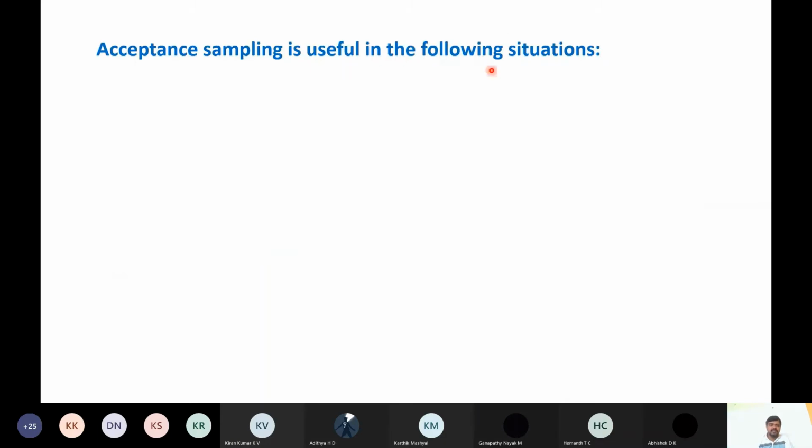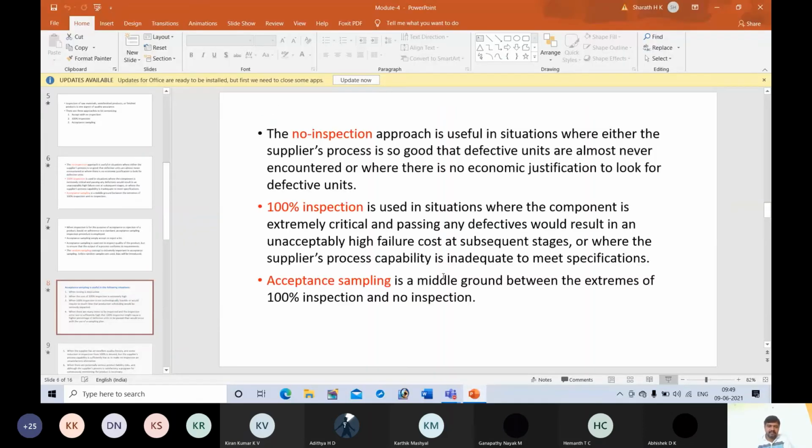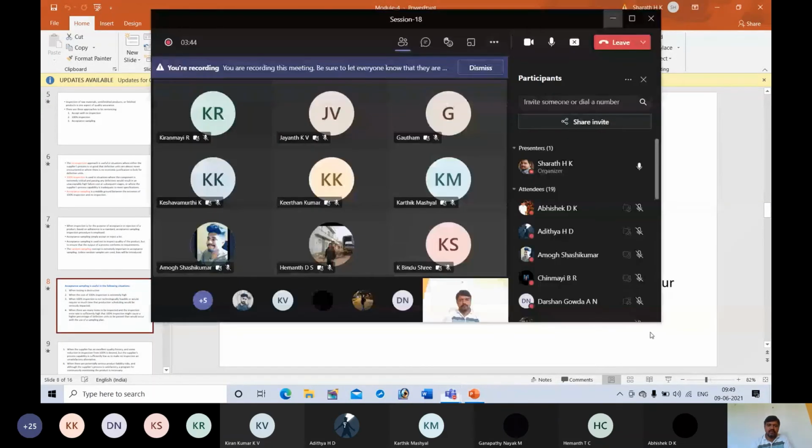Acceptance sampling is useful in the following situations. One is when testing is destructive. What do I mean by destructive testing? We already discussed it in a previous class also. So what do I mean by destructive testing? Why is acceptance sampling preferred for destructive testing? What is the reason? Anyone can answer. The question is, what do you mean by destructive testing and why is acceptance sampling preferred for products which undergo destructive testing?